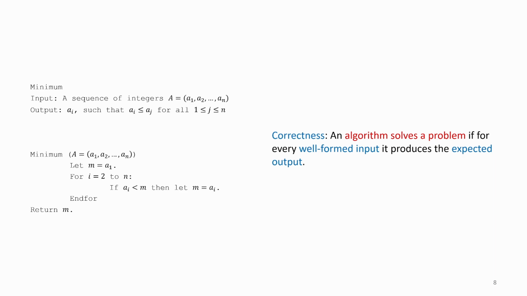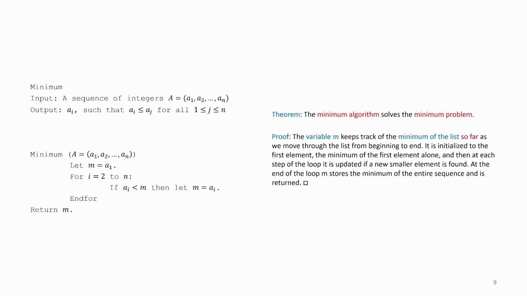Well, how can we say the algorithm solves the problem? Well, we say that only if it's correct, only if every time you give it an input that you would expect, a well-formed input, then you get the right output. So every time it finds the minimum element, not just some of the time. That's going to be our criteria for correctness.